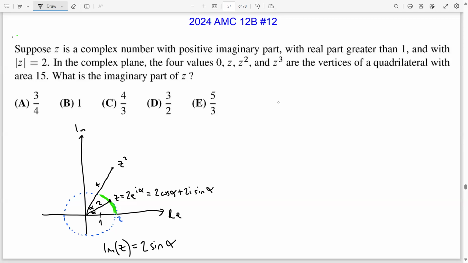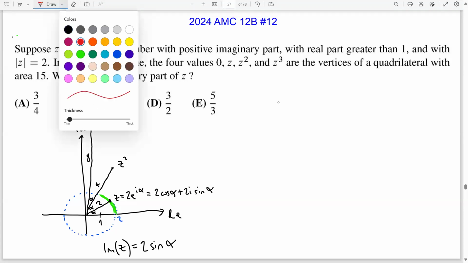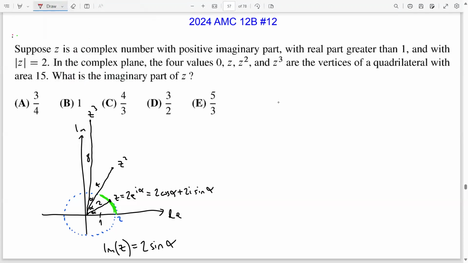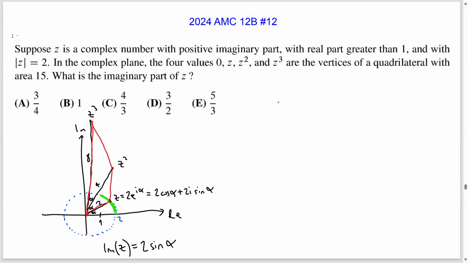And then z cubed will be done similarly. So z cubed will probably be out here somewhere. Z cubed has magnitude 8. This is also alpha. So according to the problem statement, we're given that the area of this quadrilateral here is 15. Now notice how we split this quadrilateral into two triangles.